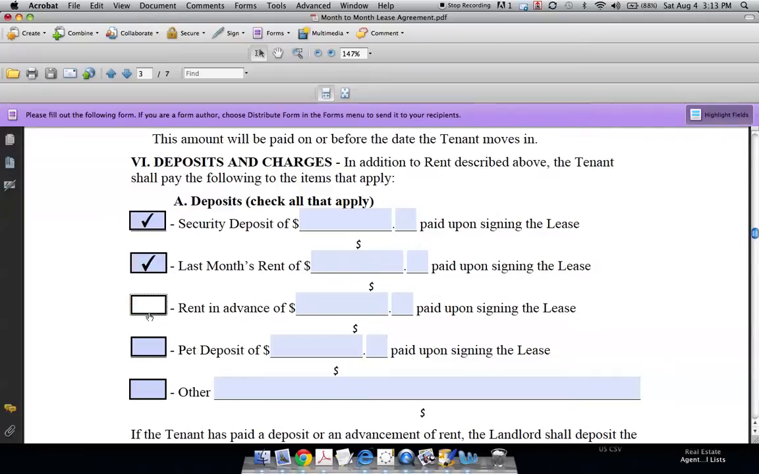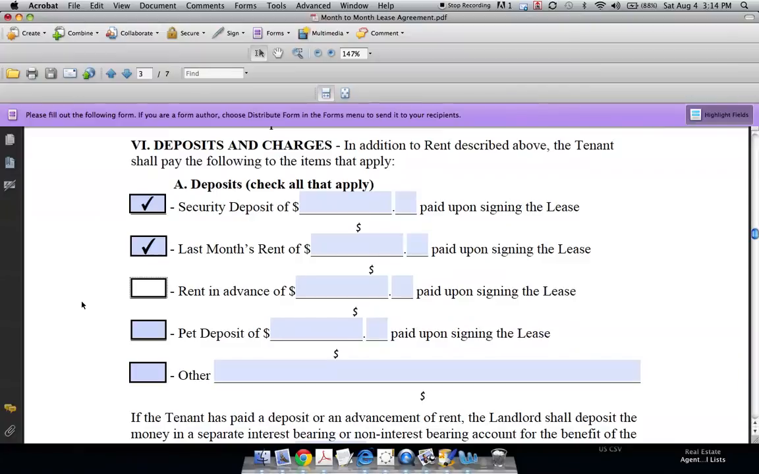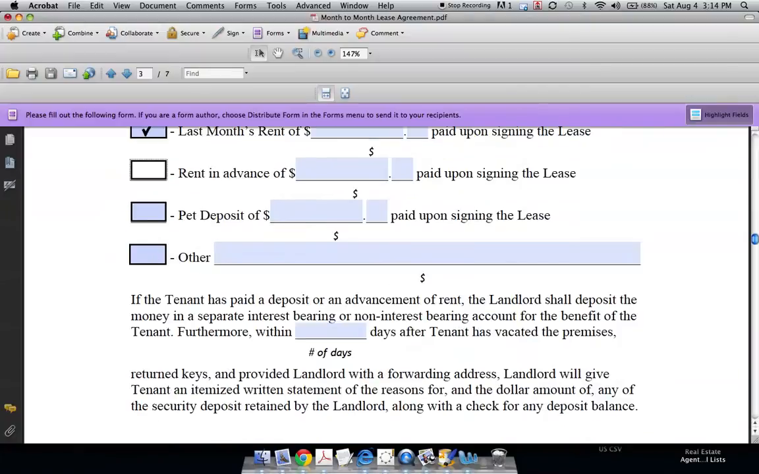You'd click this. If they have a pet deposit, if they have pets, I highly advise getting a pet deposit so that you can have a little money to pay for the scratching that a cat may do or the strange smell that pets sometimes can leave behind. Or any other deposit that you want, you can click here.